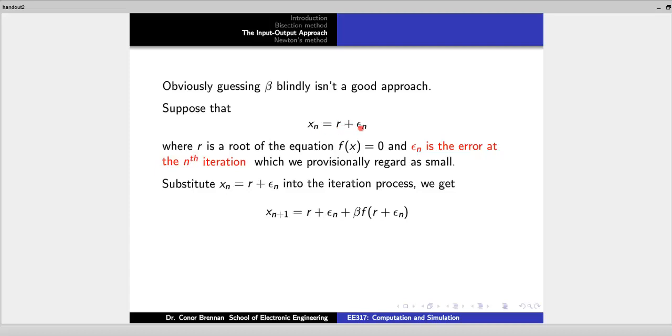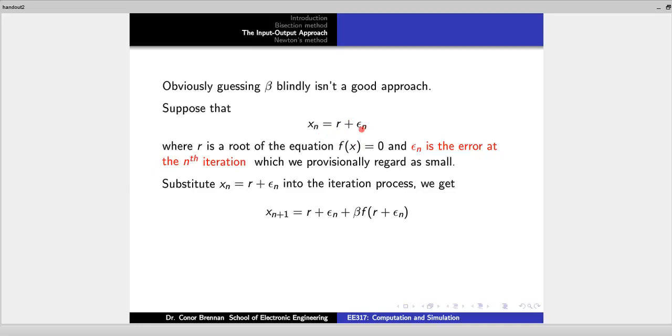We don't know the root, and therefore we don't know how close we are to the root. But the difference between the unknown root and our known guess is this unknown quantity here called the error, which is epsilon n. So xn is known, and we can decompose it as the root, which we don't know, and the error, which we don't know, epsilon n. And we would like to make the error as small as possible. The error goes to 0, happy days, xn goes to r.